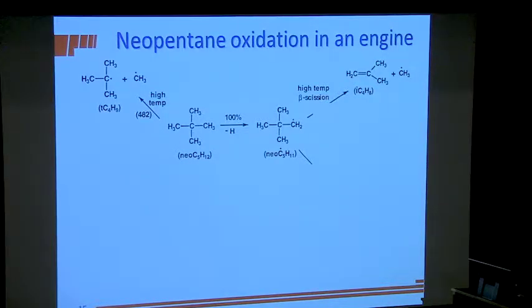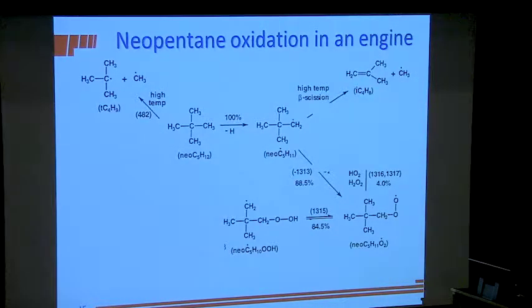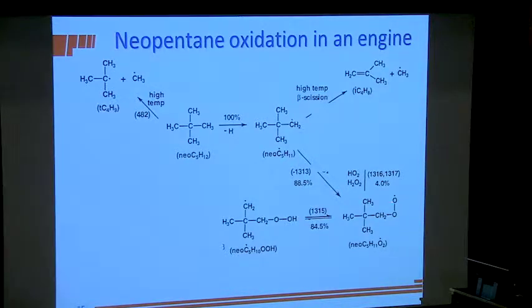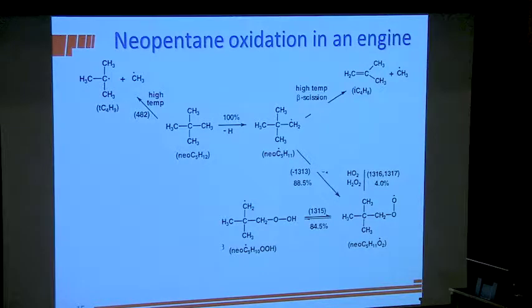But at low temperature, that adds to molecular oxygen, forming this neopentyl peroxy radical. And that neopentyl peroxy radical can isomerize to this hydroperoxy neopentyl radical. So you can see here the hydrogen atom, we have a 1, 2, 3, 4, 5, 6 centered transition state leading from the alkyl peroxy radical to the hydroperoxy alkyl radical. The numbers here are showing the flux.